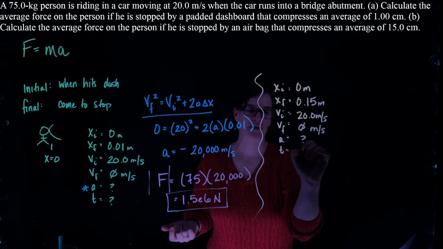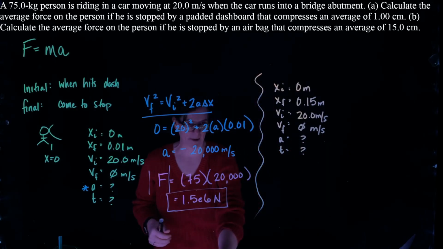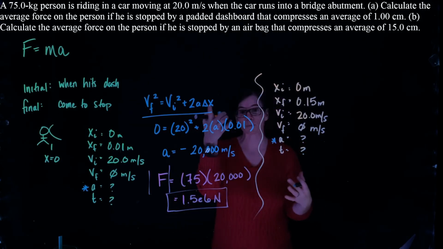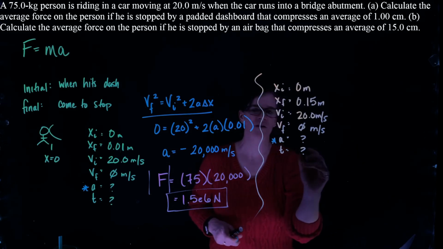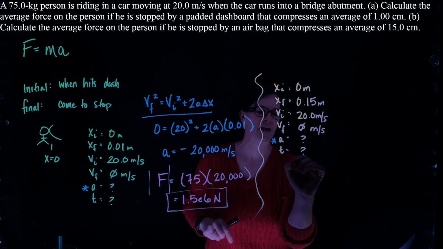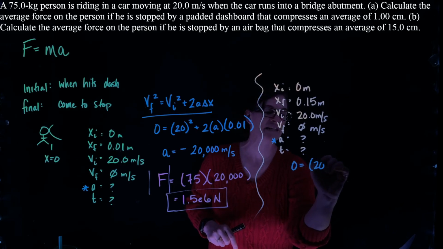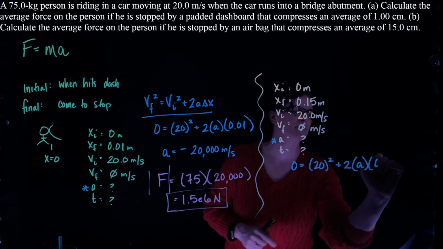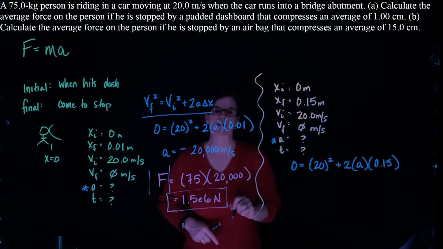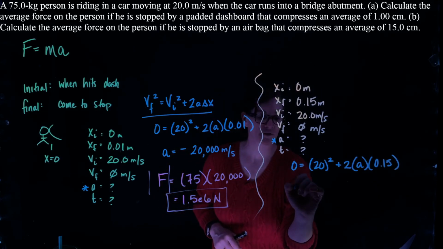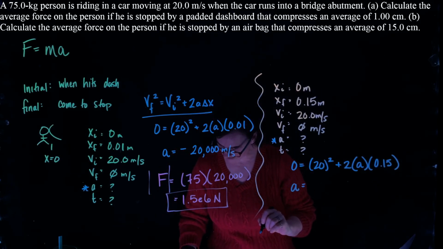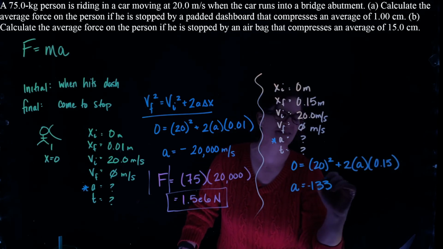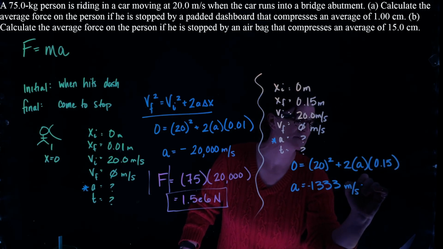V final is still 0 meters per second. I don't know the acceleration, and I, of course, don't know my time. So once again, I'm interested in this acceleration. I don't have time, so I'm going to use that same relationship I did before. We have 0 is equal to 20 squared plus 2 times the acceleration, and in this case, my delta x is 0.15. If I solve for my acceleration, I find that acceleration in part B is negative 1,333 meters per second squared.